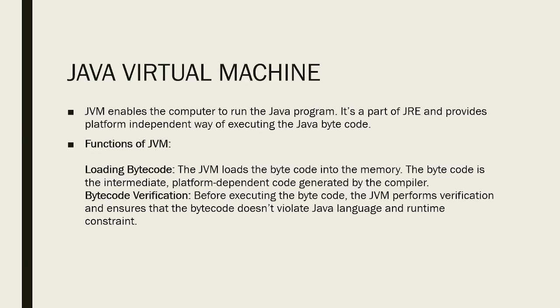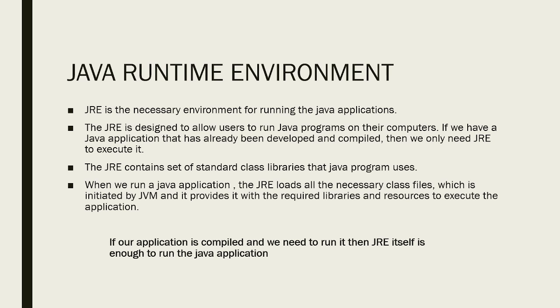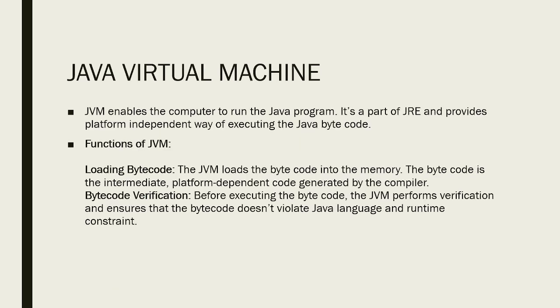Then this is the major crucial part where our whole execution takes place: JVM. JVM enables the computer to run the Java program, whereas JRE contains the class libraries and loads the class libraries which are initiated by JVM. JRE loads all the necessary class files which is initiated by JVM. So from this statement, we get to know that JVM is running our application. It takes help from JRE for the libraries we have used in our application.